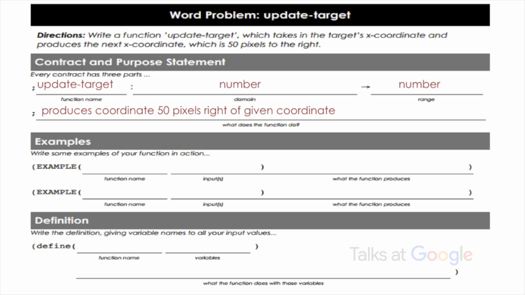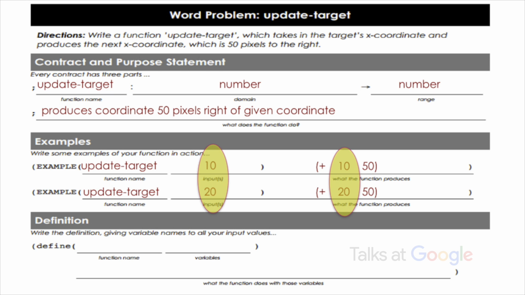Step 1, contract and purpose statement. We ask students to come up with the name, the domain, and the range of that function, and to write a purpose statement, an English language summary of what that function does. And then we ask them to write some examples. Update target given 10, the work it should do is 10 plus 50. Same thing for 20. Then we ask students to identify the pattern. What's changing? What's the rule? And from there, they can derive the finished form.